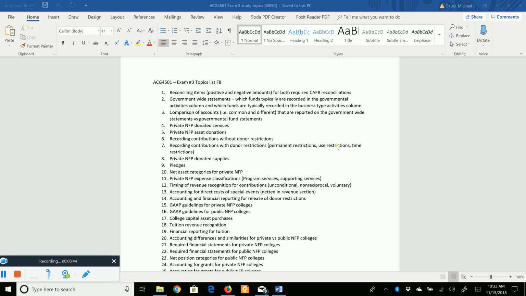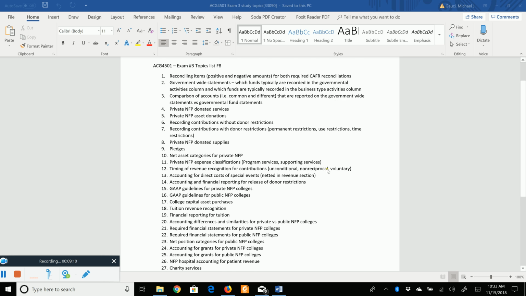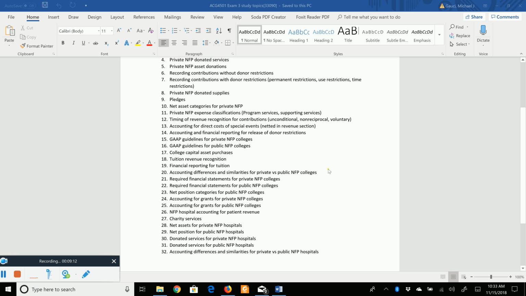Number 9, pledges. Pledges is simply a word that means promise to give. And we need to be very careful. If it's an unconditional pledge, we can record the contribution as either with or without donor restriction. If it is a conditional pledge, that's okay, but we can't record it as a contribution until the condition has been met. Number 10, net asset categories for a private not-for-profit.